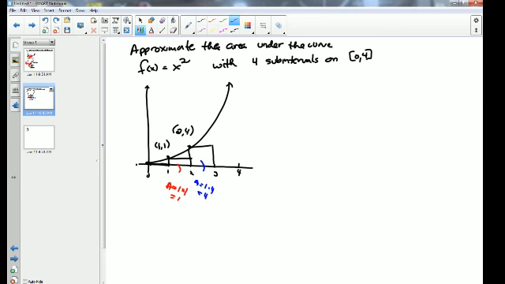And then the other one, 3, 9. So the area is 9 square units. 1 times 9, which is 9. Okay, so what is the sum of the area? 1 plus 4 plus 9 is 14. There's your answer. Left Riemann sum.